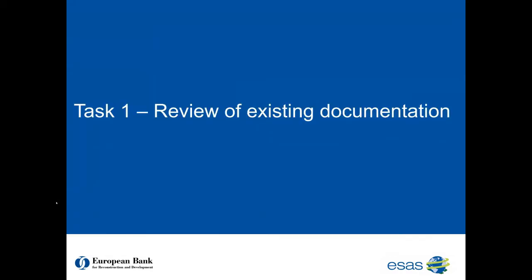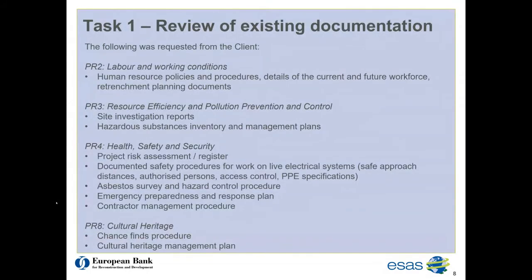Now let us move on to task 1, the review of existing information. Well, under task 1, a variety of information was requested from the client, and in relation to PR2, labour and working conditions, this included details of their existing human resource policies and procedures, as well as details of the current and future workforce, bearing in mind that the workforce was going to be retrenched in part due to the automation of the substations. So all information associated with retrenchment planning was requested.